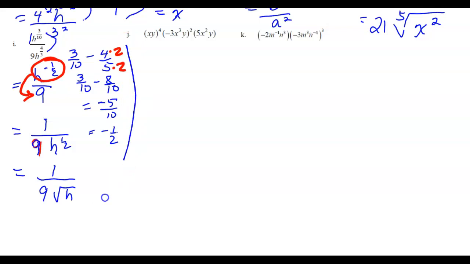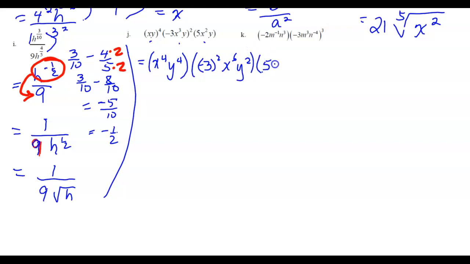Lots of things to do in the next one. Within the brackets, nothing to do, nothing to do, nothing to do. But we've got an exponent on the first set of brackets. So that's going to be x to the 4, y to the 4 when I raise the whole thing to the exponent 4. Next one, I'm going to have -3 squared, x to the 6, y squared, times 5x squared y.